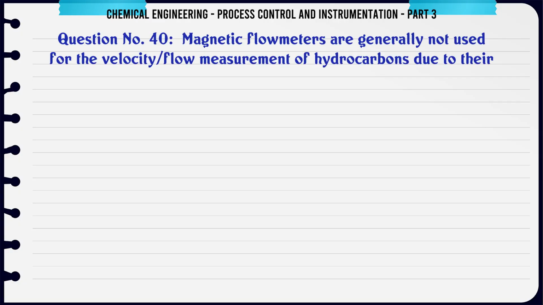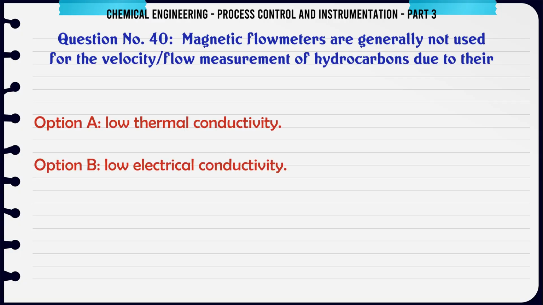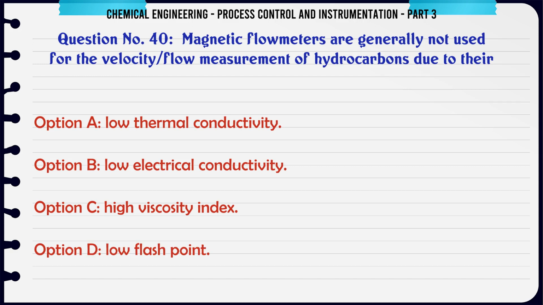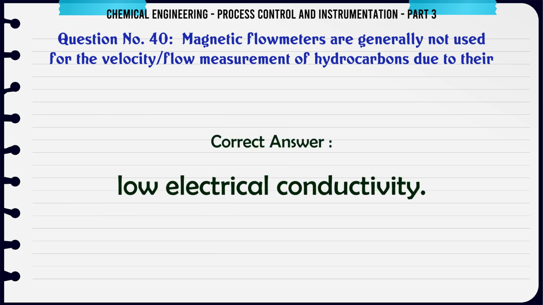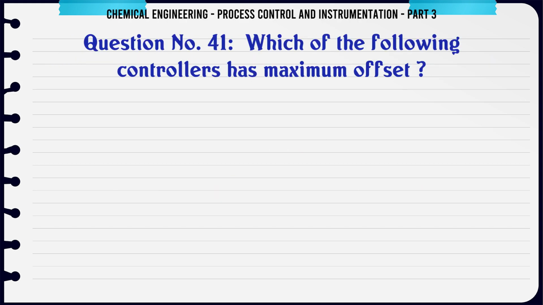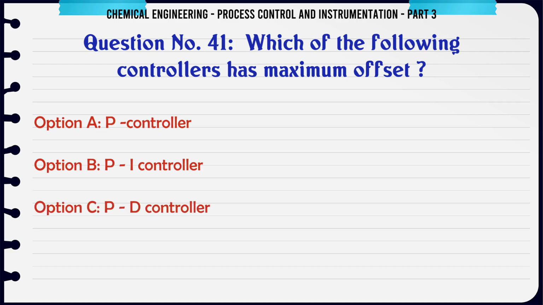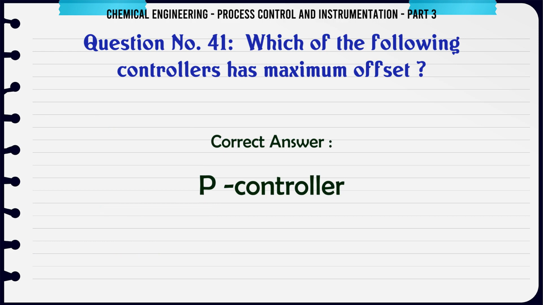Magnetic flowmeters are generally not used for the velocity flow measurement of hydrocarbons due to their A low thermal conductivity, B low electrical conductivity, C high viscosity index, D low flash point. The correct answer is low electrical conductivity. Which of the following controllers has maximum offset? A P controller, B PI controller, C PD controller, D PID controller. The correct answer is P controller.